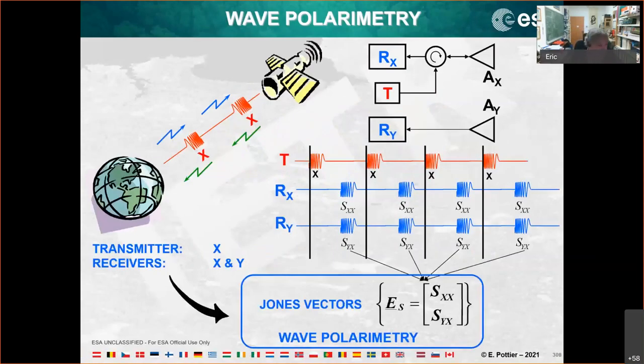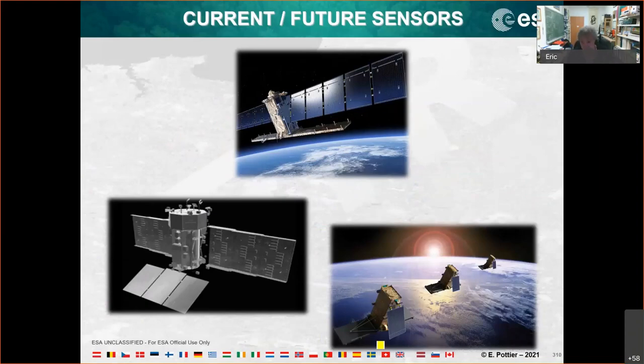Just to remember the radar system in the dual-pole case: I have only one transmitter and two receivers, horizontal and vertical. So I measure the two components of the wave, and the output of my two antennas will be the Jones vector, not a scattering matrix, because I don't switch between two transmissions. I always transmit H, for example, and I receive H and V. This concerns, for example, Sentinel-1, and also other spaceborne systems like SAOCOM or RCM.